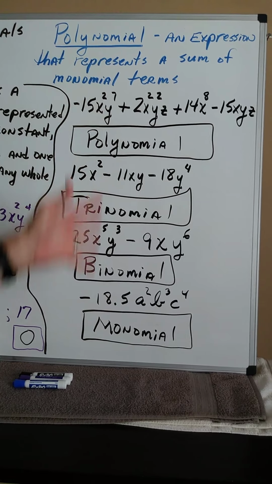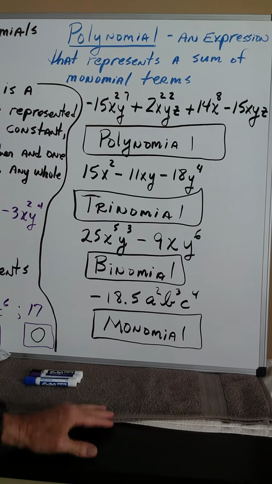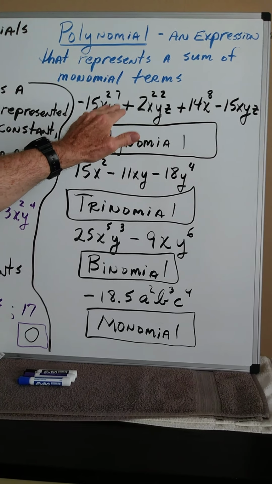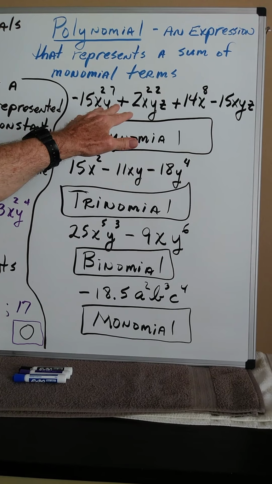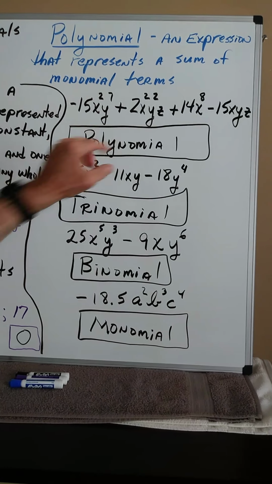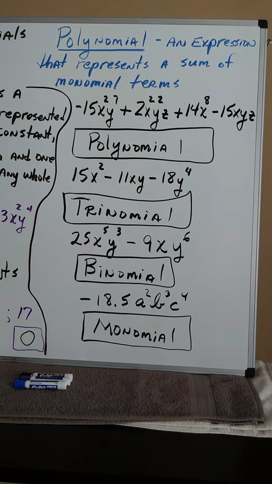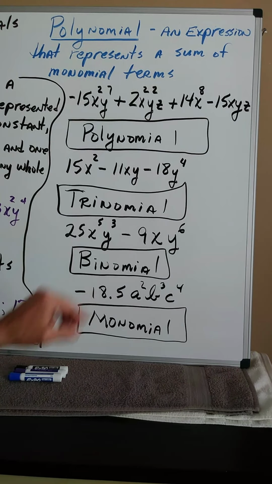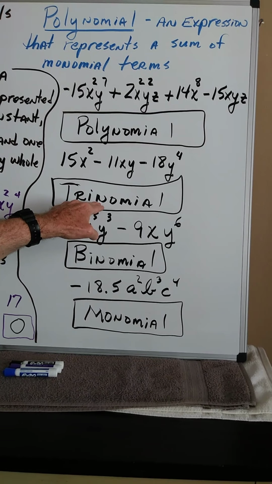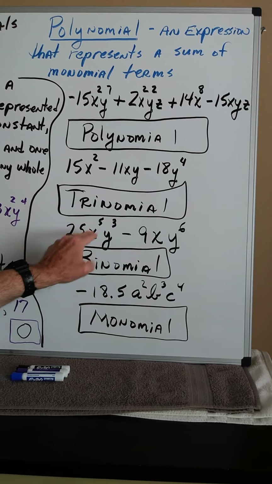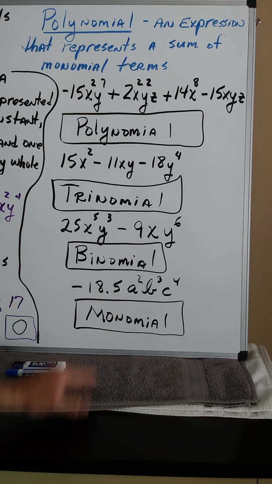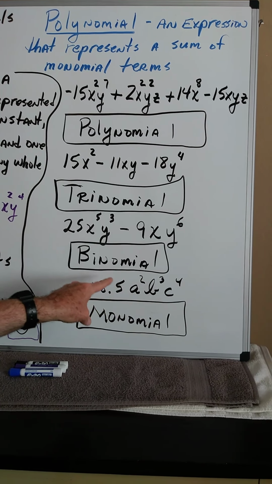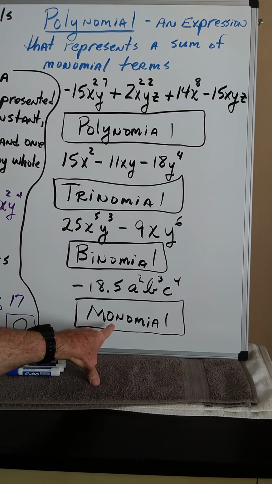So in summary, before I leave this area, if you're looking at a polynomial expression that has more than 3 terms in it, it's called a polynomial. If it's a polynomial expression that has exactly 3 terms, it's called a trinomial. If it has exactly 2 terms, it's a binomial. And if it has exactly 1 term, it's called a monomial.